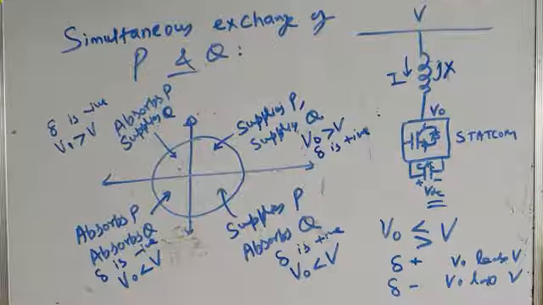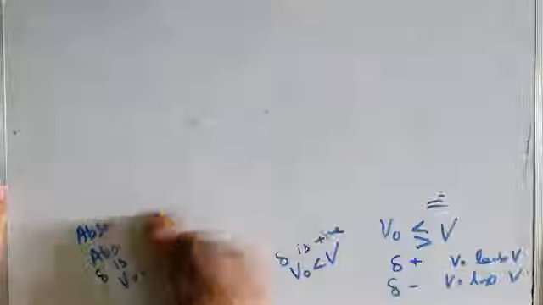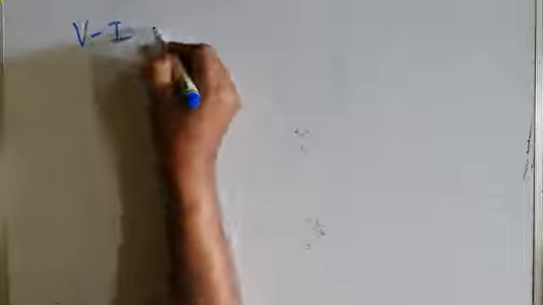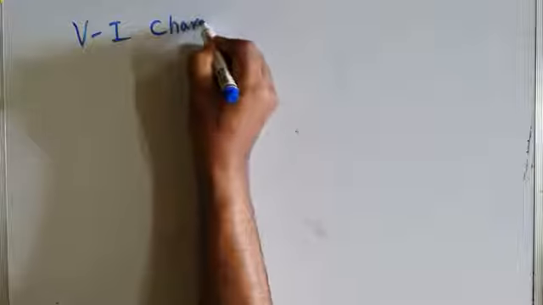Okay. So therefore, simultaneous active as well as reactive power control can be done with the help of Statcom, which is not the case with SVC. SVC can exchange only reactive power with the AC bus, not active power. But Statcom can exchange active power as well as reactive power with the AC bus to which it is connected. And now let me briefly discuss with you the VI characteristics of Statcom.